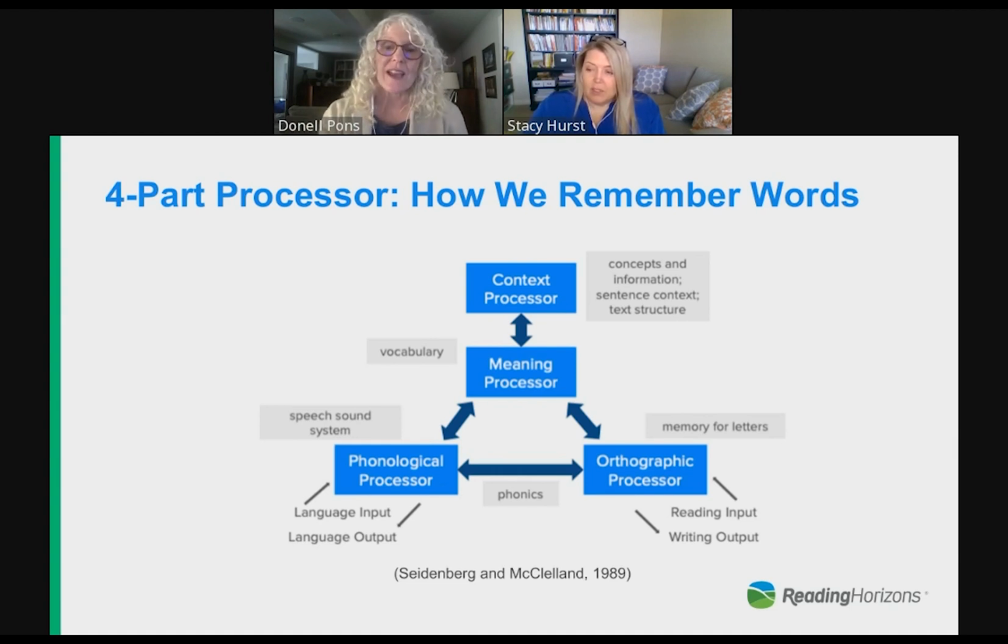So looking at this is Seidenberg and McClelland from 1989. At the base there, we're talking about the phonological processor on the left-hand side. It's my left. That's the language input, language output, that sounds, that phonological processor, speech sound system.